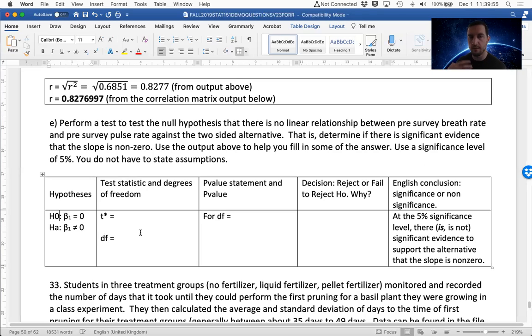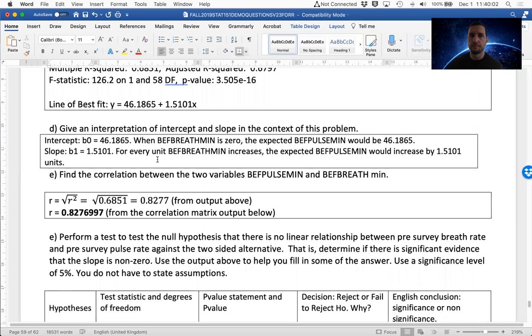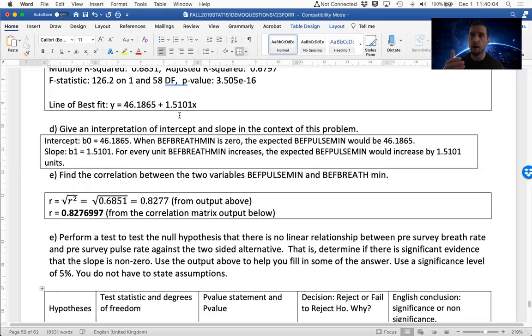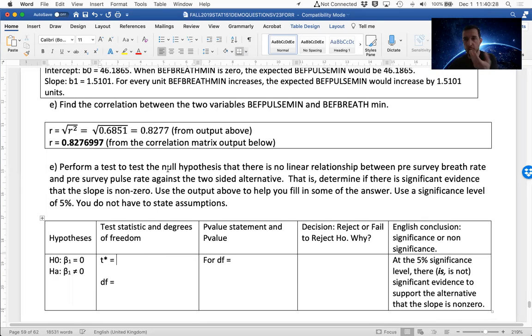The test of no linear relationship is done by testing whether or not there is evidence that beta 1, which is the slope, is equal to 0 against the alternative that it is not equal to 0. The rationale for this is that the line, the population line, is y equals beta 0 plus beta 1x. So if beta 1 is 0, then you have y equals beta 0, which would mean that X has no impact on Y. So by testing the null that beta 1 equals 0, you're actually determining if Y and X have a significant relationship with each other. Now, this test is done through a t-test.